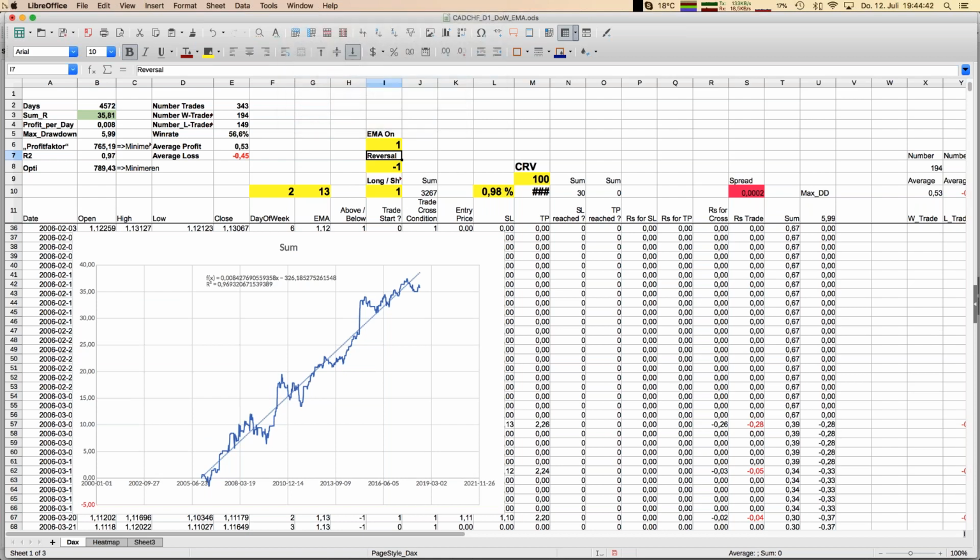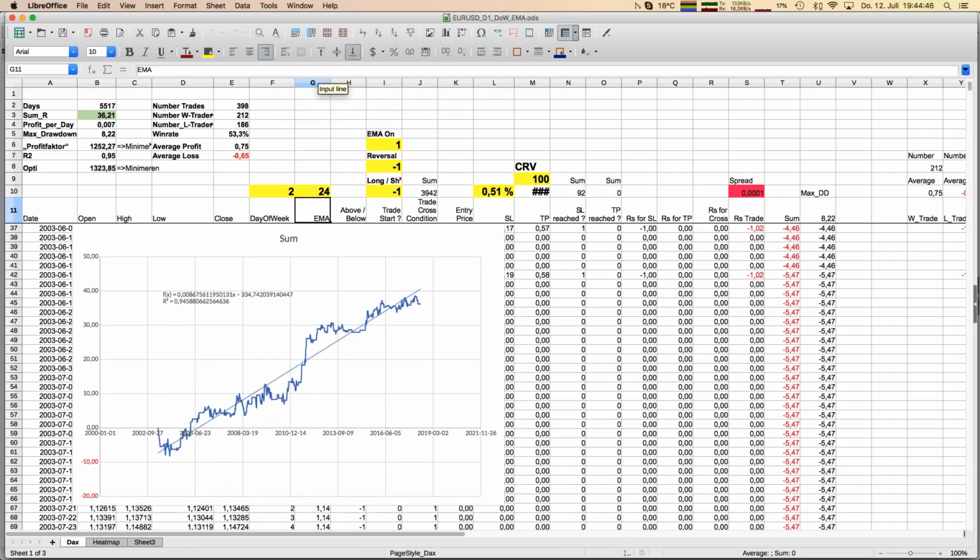Last example here, Euro US dollar, also not that bad, going north. It's once again a Monday strategy, but now it's a short strategy with reversal, meaning we would go with our short trade if we are above that EMA. Tight stop loss of 0.5%. And then we have one additional strategy. You see, that really looks like a portfolio.